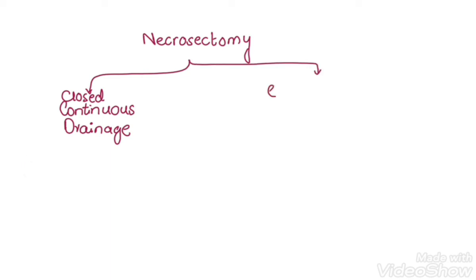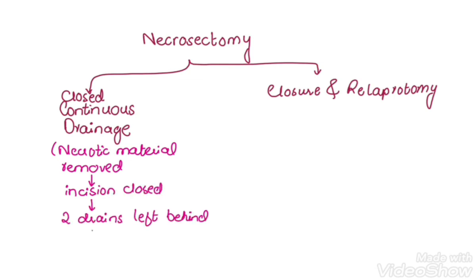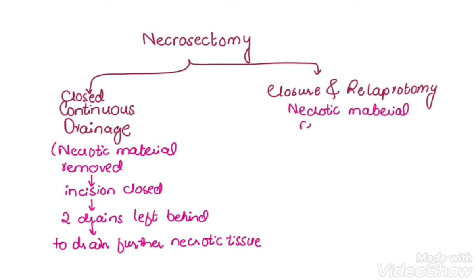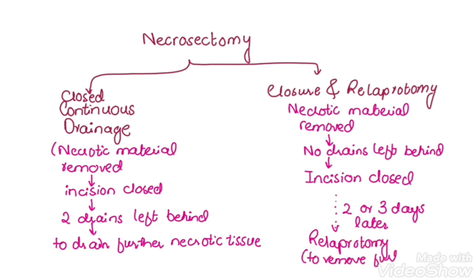In closed continuous drainage, after we open the patient and remove all the necrotic material, we leave behind two drains and close the incision. These two surgical drains help remove any further necrotic material that forms. In closure and relaparotomy, when we remove the necrotic material, we do not leave behind any drains and we close the incision completely. Then after 2 to 3 days, we operate upon the patient again and open the same incision and remove any necrotic material that has been formed over the course of time.